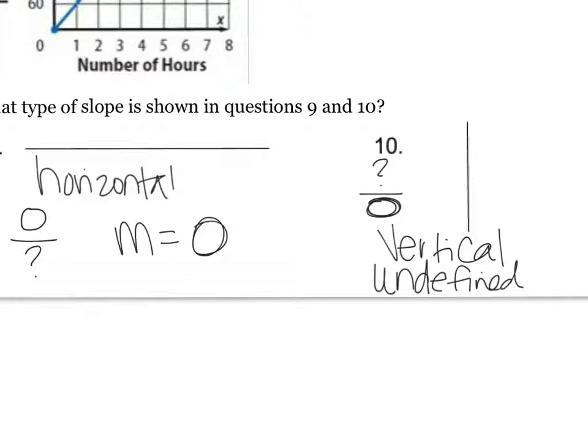Maybe this trick will work for you, maybe it won't, but I've seen teachers say something like, oh, no. So if you have 0 in the numerator, that means that it's 0. But 0 in the denominator is a big no-no. Just remember that. If it's a no-no, that means your slope is undefined.